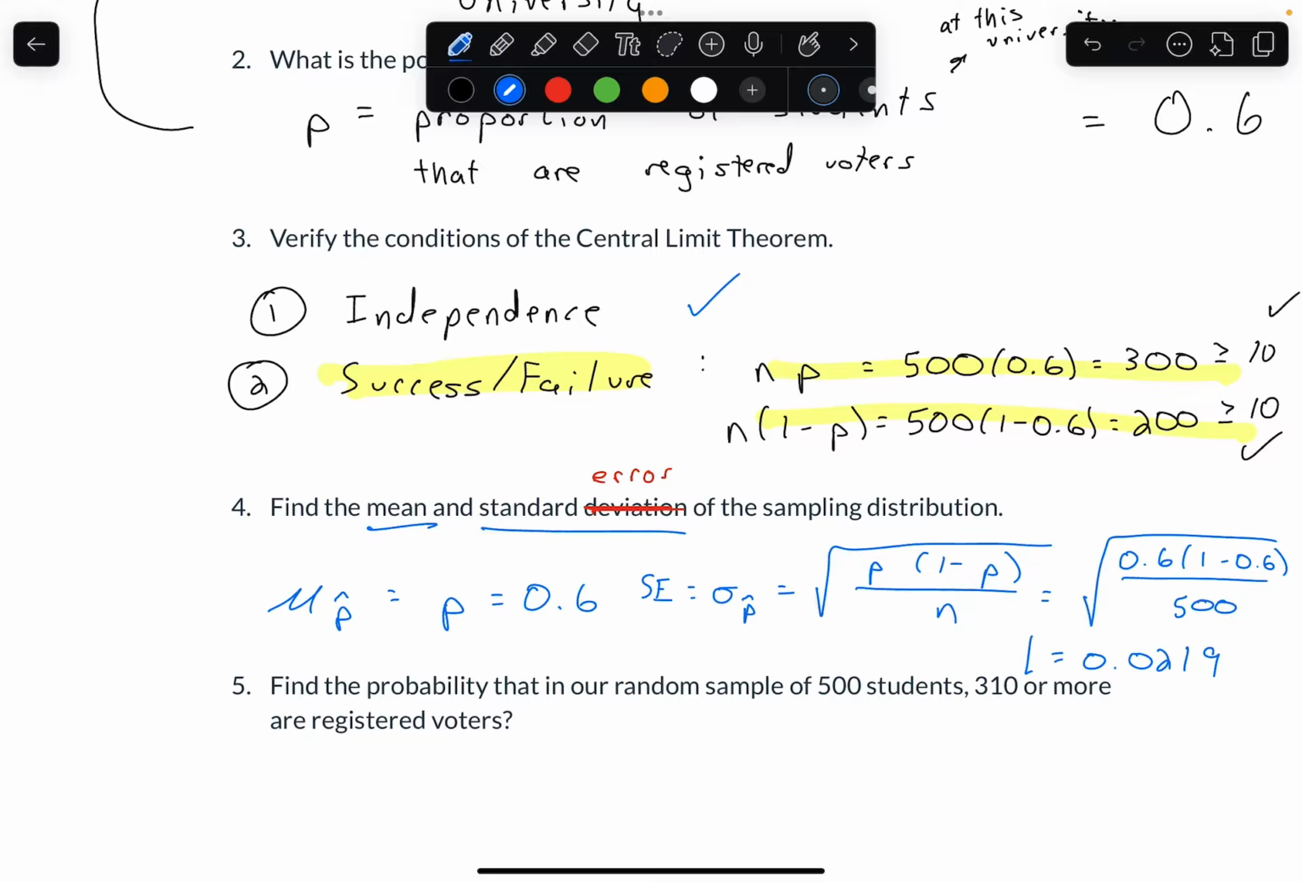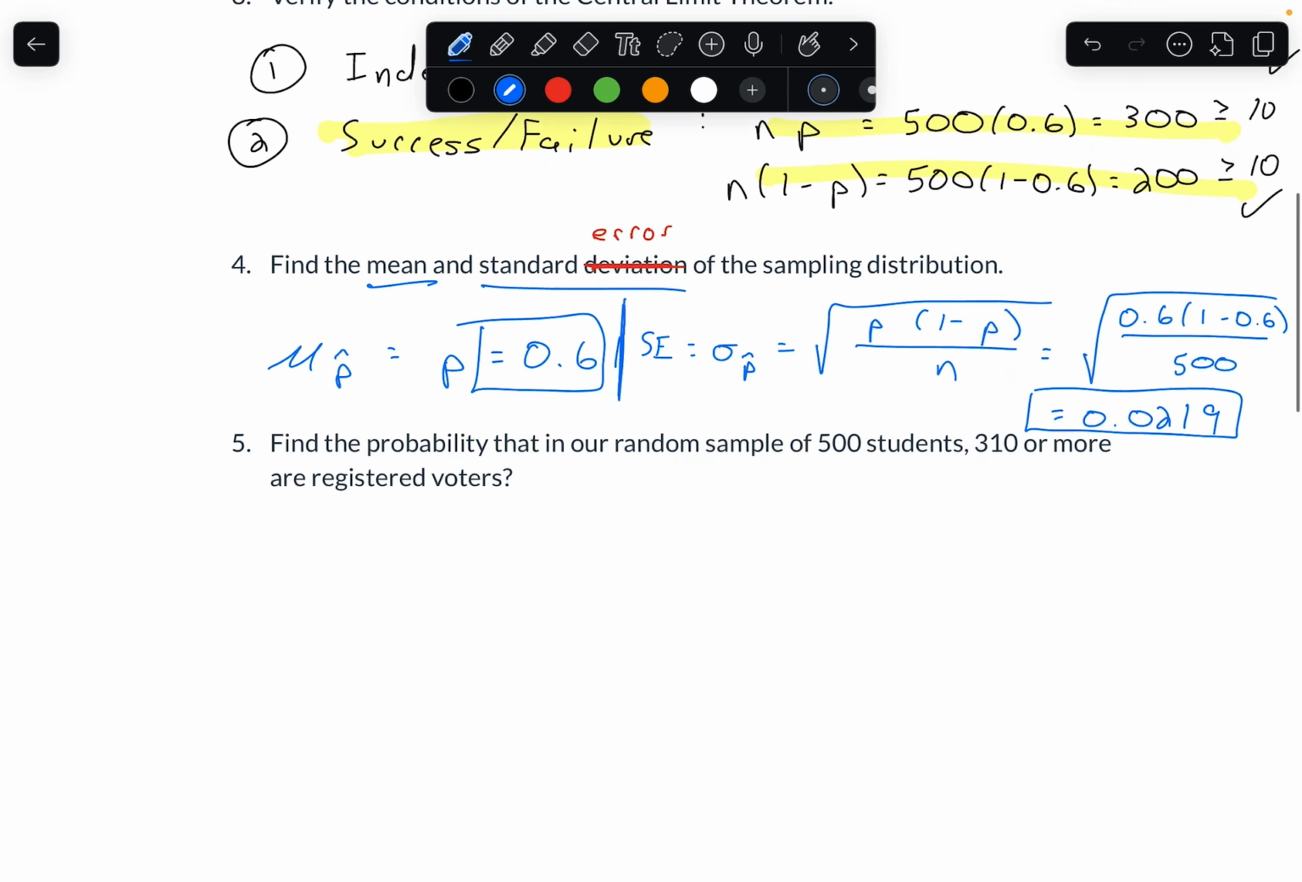I'm going to round to 4 decimal places here, because we're working with generally small decimals, we want to be very precise. So I'm going to use 4 decimal places for my standard error. So here's my mean is 0.6, and here's my standard deviation. And I'm actually going to copy that down here. My mean of the p hats is 0.6. The standard error, or the standard deviation, if you'd rather, of the p hats is equal to 0.0219. We're going to need that in the next couple of problems.